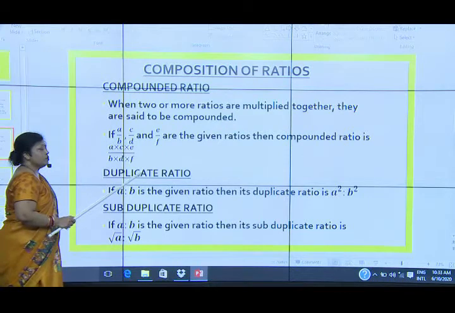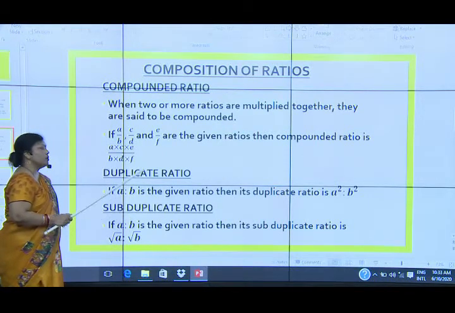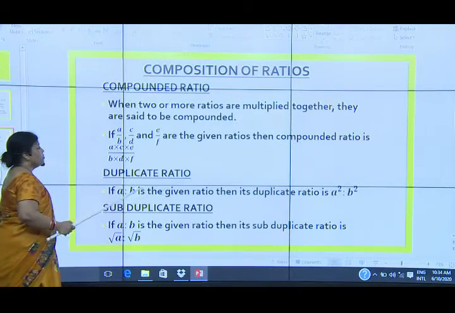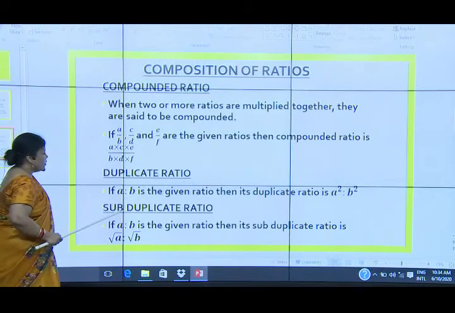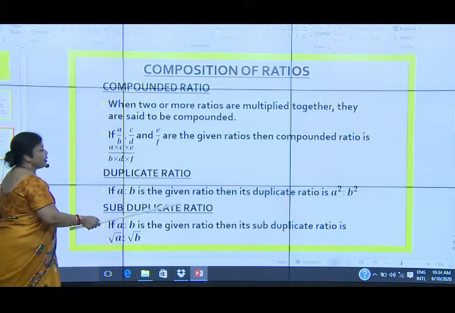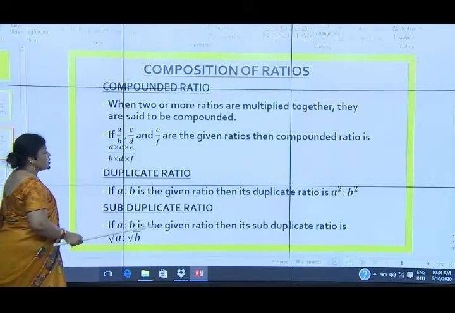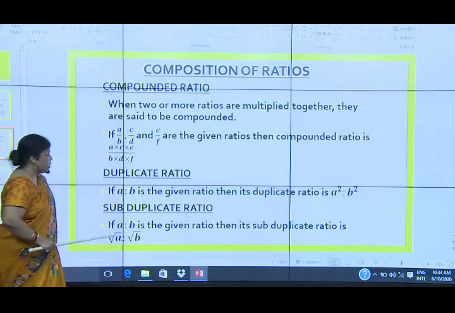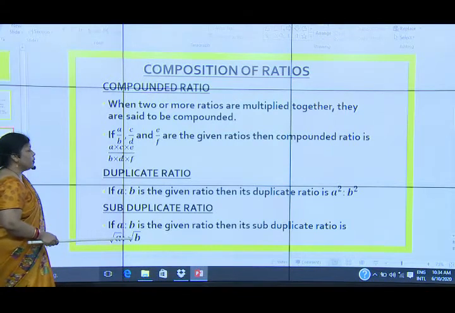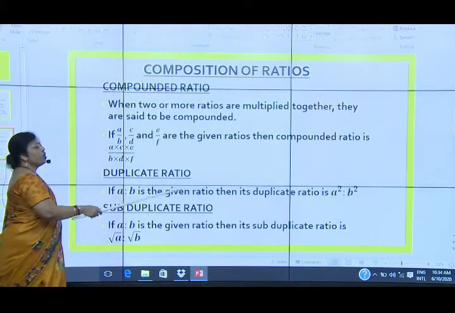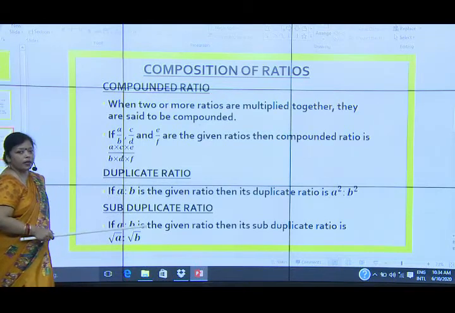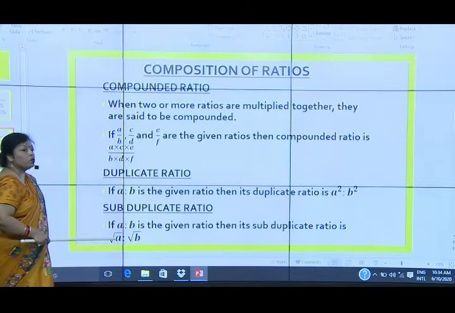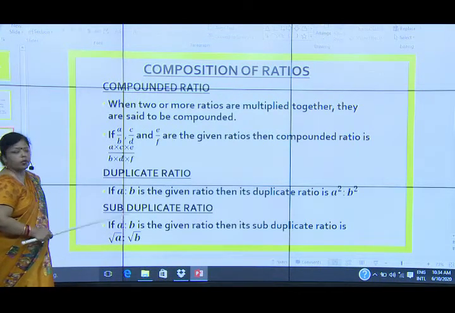Subduplicate ratio. Now here it was duplicate ratio, it is subduplicate ratio. Remember the difference. In the duplicate ratio, we are doing the square of the first term and the second term, and in case of subduplicate ratio, if A is to B is the given ratio, then its subduplicate ratio is root A is to root B. So in the duplicate ratio, we are doing the square of the given ratio. In the case of subduplicate ratio, we will do the square root. So root A is to root B.